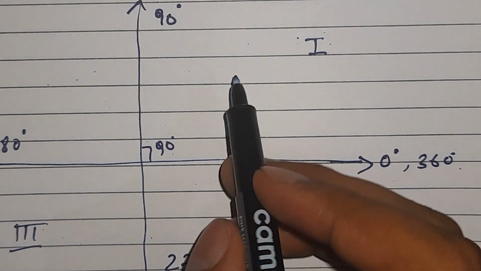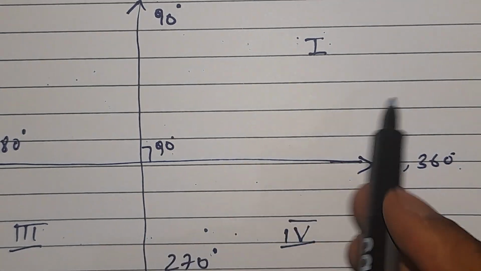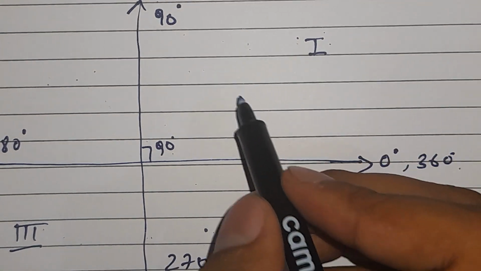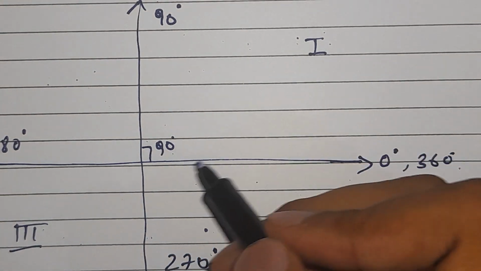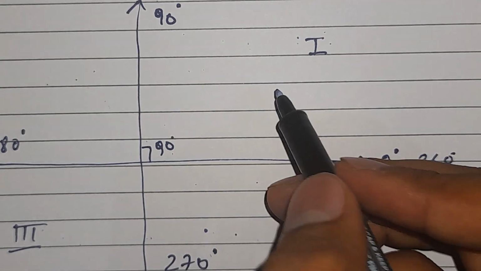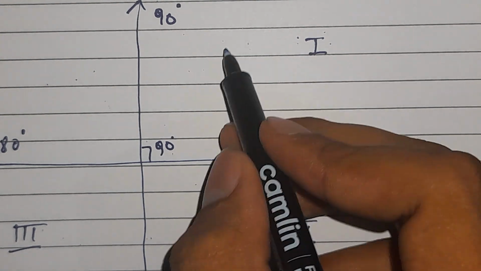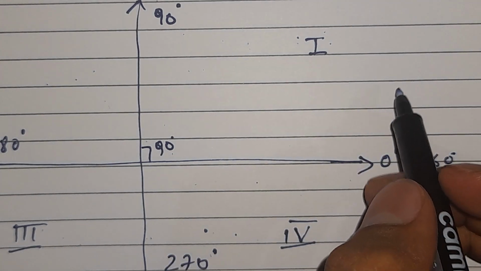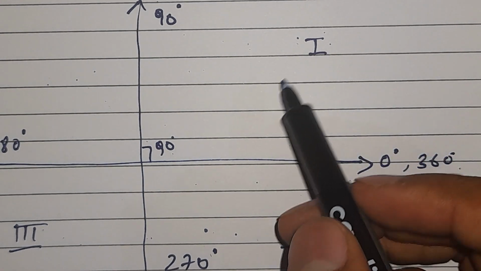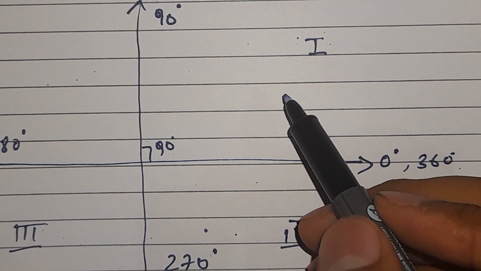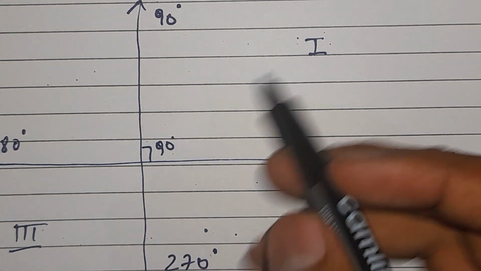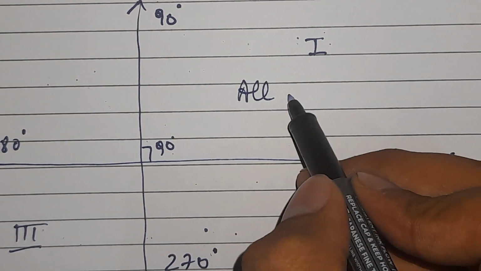So in the first quadrant, if the angle lies between 0 to 90 degrees, it is a positive angle. All the identities, sine, cos, tan, cosec, sec and cot, are positive in this quadrant. So if sine 90, sine 30, sine 50, sine 60, cos 90, cos 20, or tan 30, tan 20, tan 80, cosec 80, all will be positive. So I will write all positive.